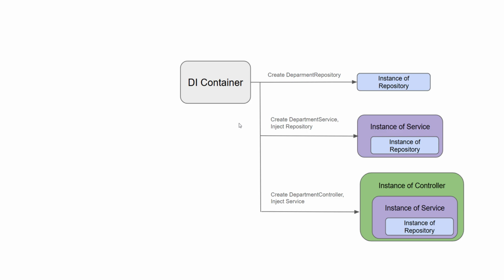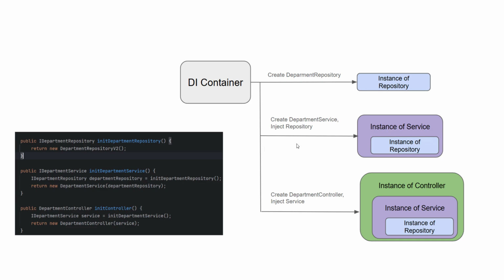And as you see here, I have a diagram. You can see we have too many instances here, for the repository, for the service, for the controller. When you create a service, you need to create a department service and inject the repository into it. And when you create a controller, you need to create the controller, then inject the service into it. And all this is done by the DI container, written by you.